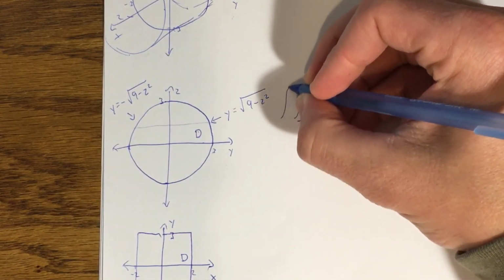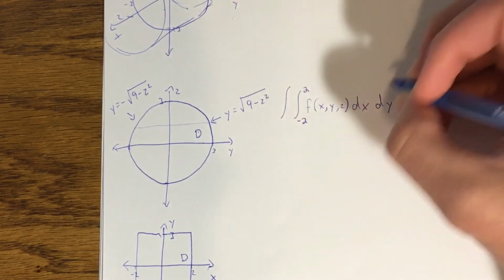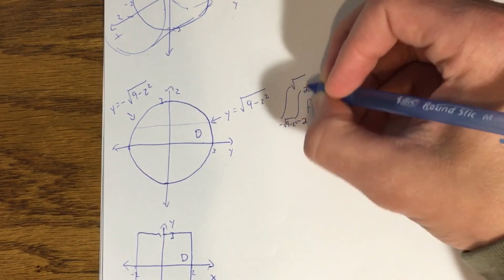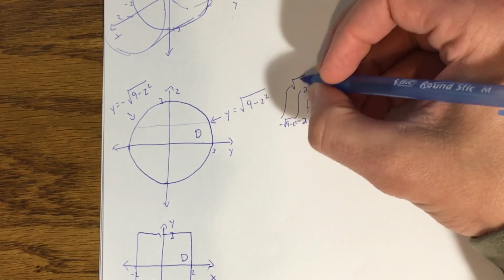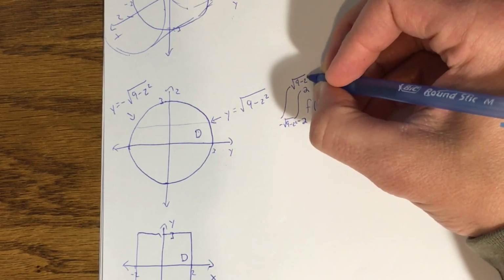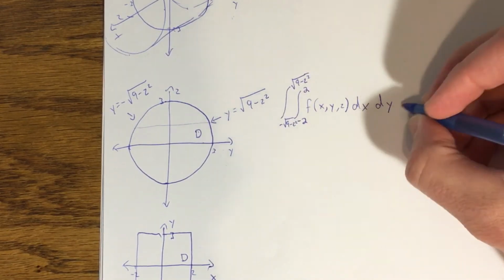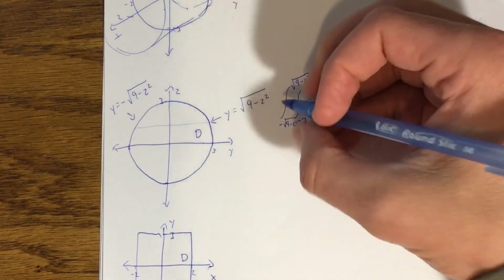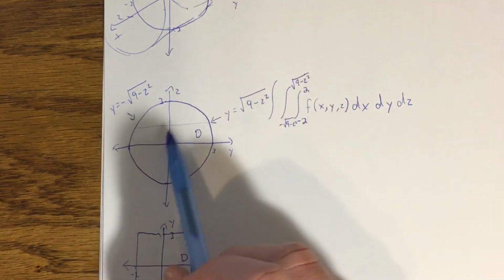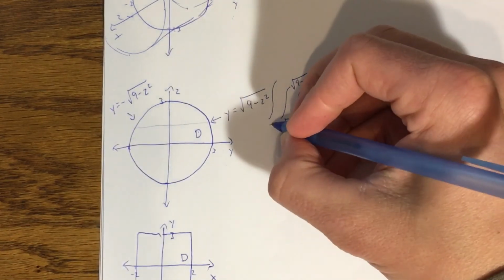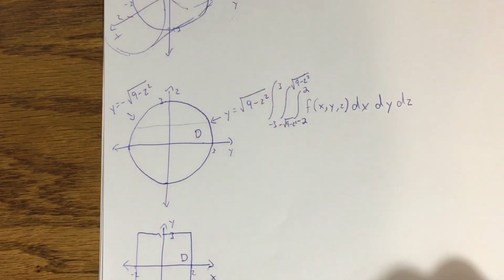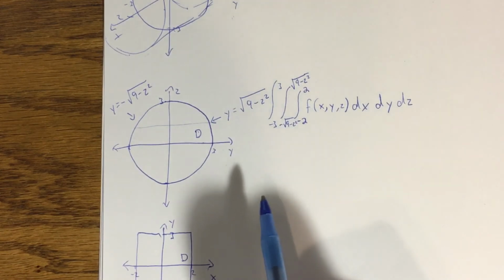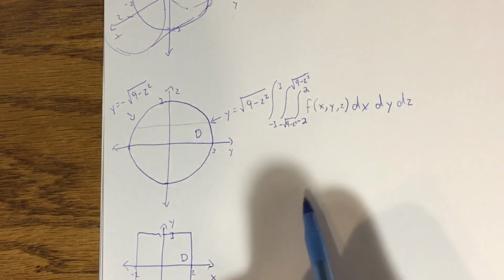So that means my y lies between negative square root of 9 minus z squared, and positive square root of 9 minus z squared. Finally, I have to integrate with respect to my z. Remember, this outer integral has to have constants, and z goes from -3 to +3. So those are going to be the limits on my z. This got all kind of muddled up in here, but hopefully it makes sense what I did there.